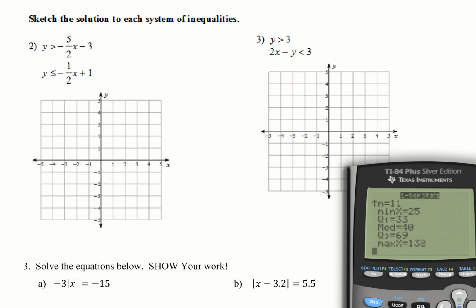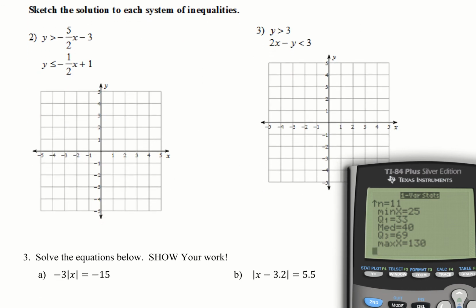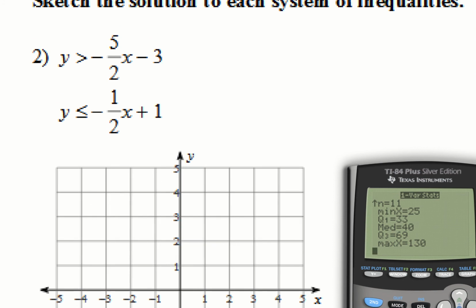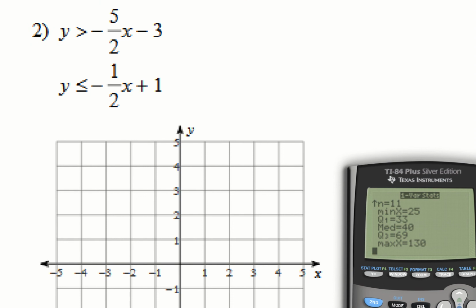All right, let's go on to question number 2. Question 2 says, sketch the solution to each system of inequalities. So when I look at these, the thing is these are both boundary conditions. I've got two boundary conditions for this problem. And I can see that in the case of the first one, my y's are greater than the boundary.